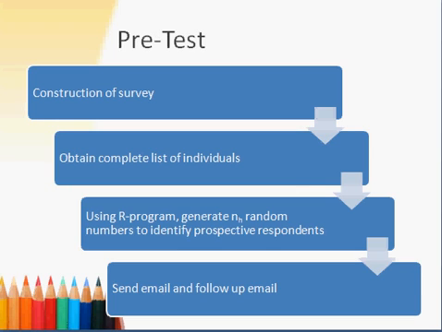Moving on, a very important element in our survey is the pre-test. So what exactly is the pre-test? To put it in layman terms, we constructed a survey that we think will work. Then we obtain a complete list of individuals. Then using our program, we generate n subscript h random numbers to identify prospective respondents. And finally, last but not least, we send emails and we follow up from there.